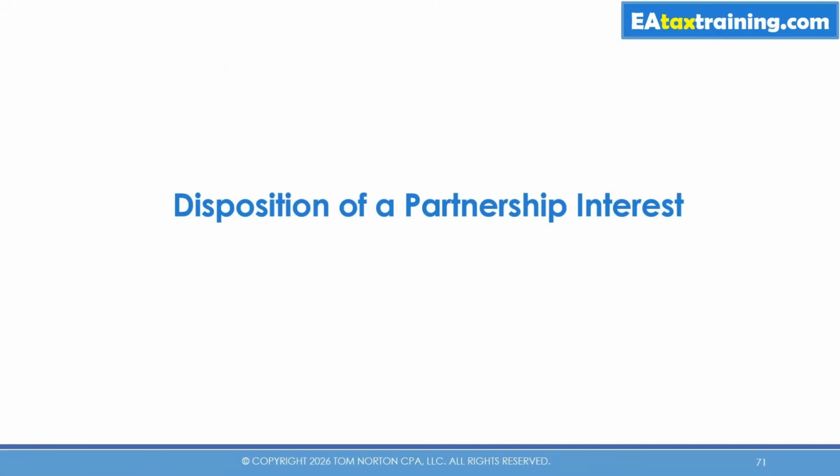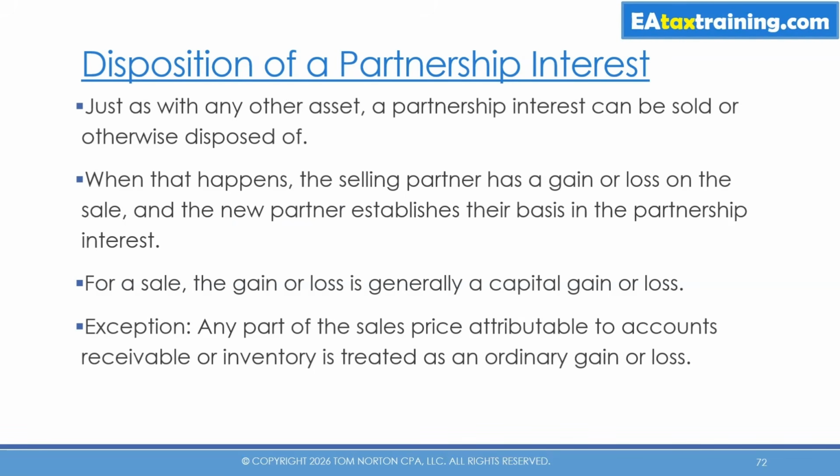Now let's talk about a disposition of a partnership interest. So when you are selling or otherwise disposing of your interest in a partnership, what happens? Just as with any other asset, a partnership interest can be sold or otherwise disposed of. When that happens, the selling partner has a gain or loss on the sale, and the new partner establishes their basis in the partnership interest. For a sale, the gain or loss is generally going to be considered a capital gain or loss, except any part of the sales price attributable to accounts receivable or inventory is treated as an ordinary gain or loss.